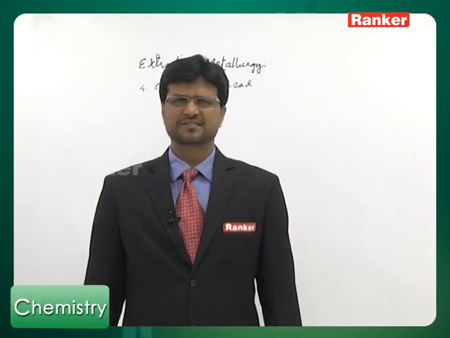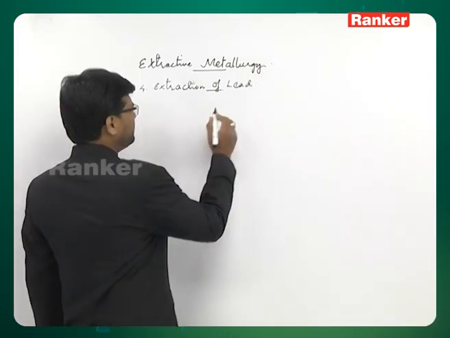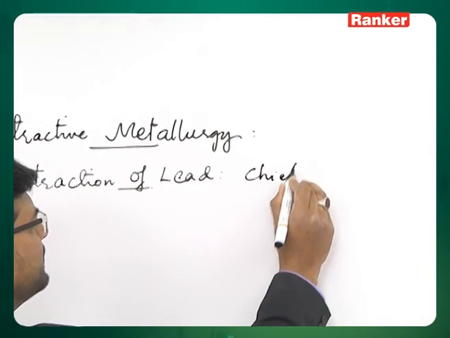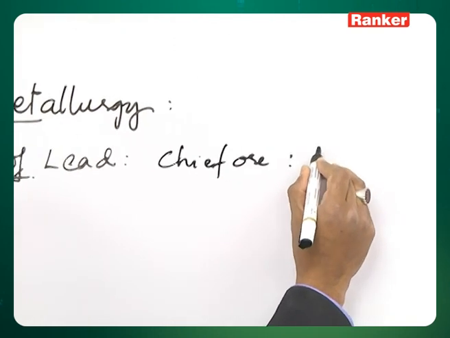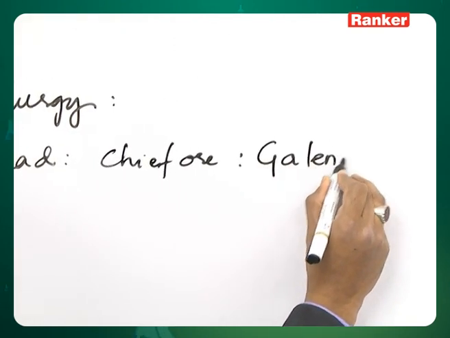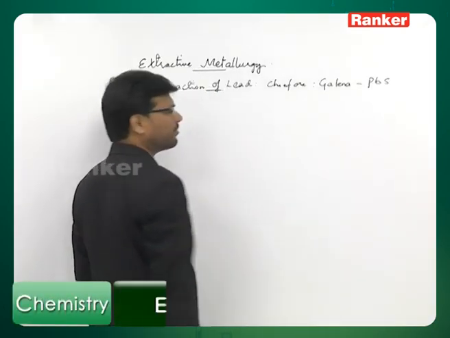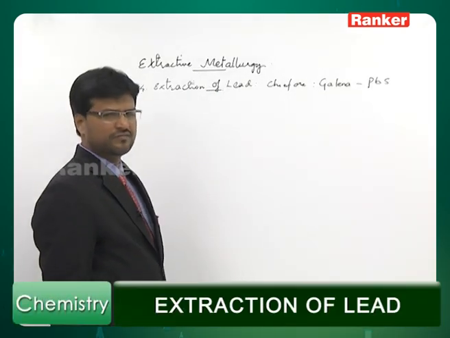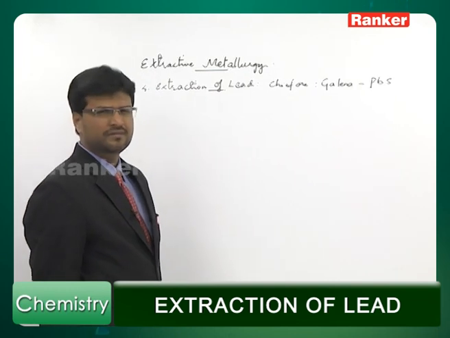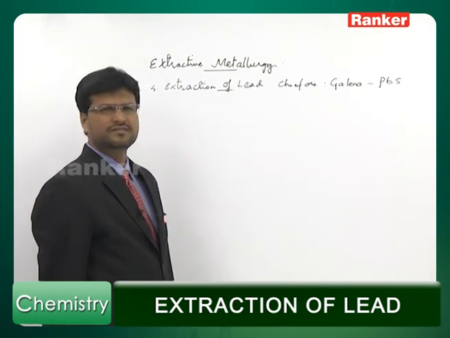Under extraction of metals, let us now talk about extraction of lead. Well, the chief ore of lead is galena. Galena is PbS. It's a sulfide ore of lead. Let's see how lead is obtained from galena.